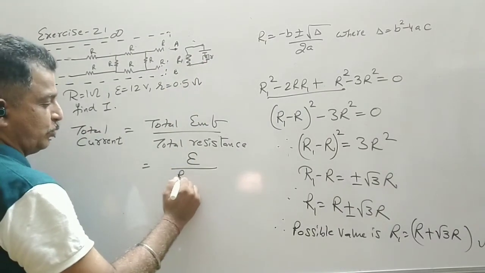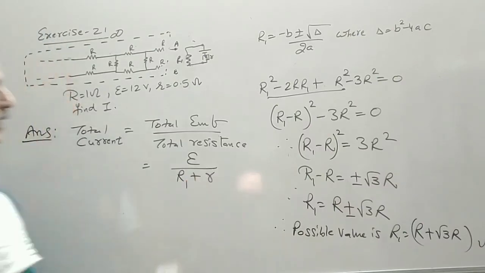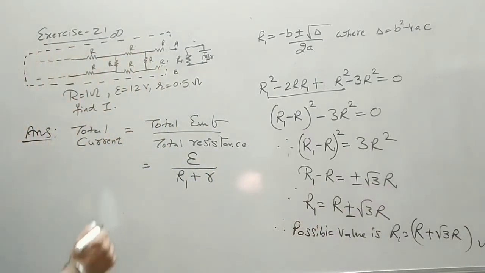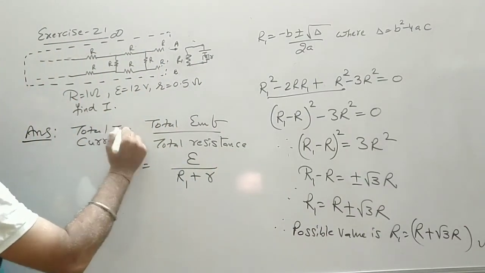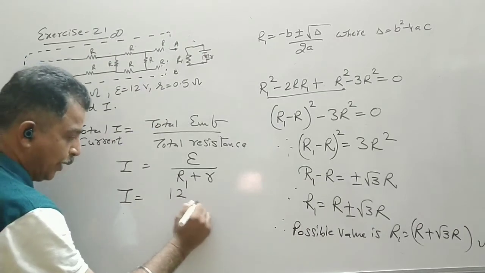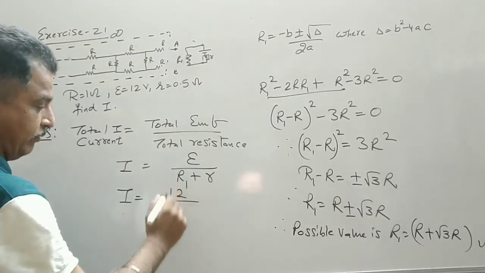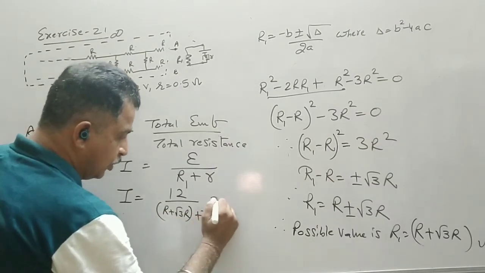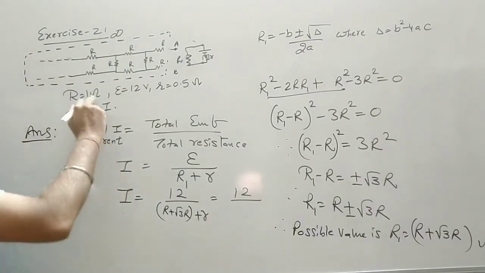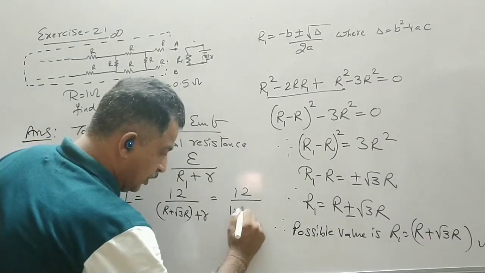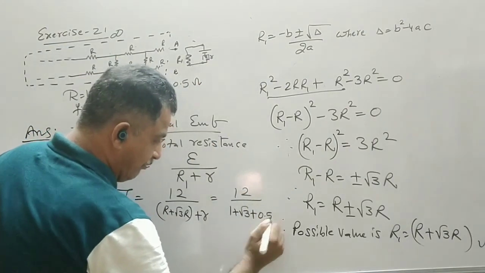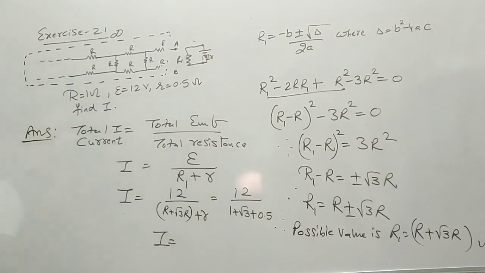So total resistance will be equal to R1 plus r, where R1 is equal to R plus root 3R. So total current I is equal to 12 upon, in the place of R1 we have R plus root 3R, plus r, so that is equal to 12 upon, now R is 1 ohm, so 1 plus root 3 plus internal resistance 0.5. So you find out this value of the current, that will be the answer.